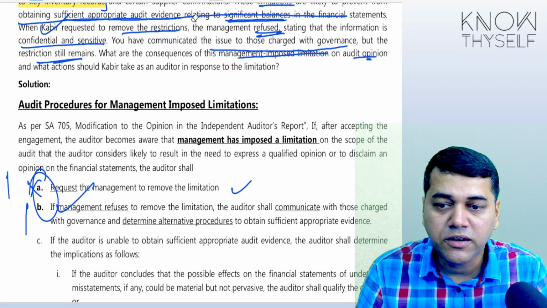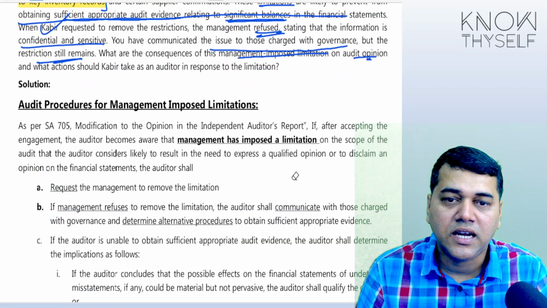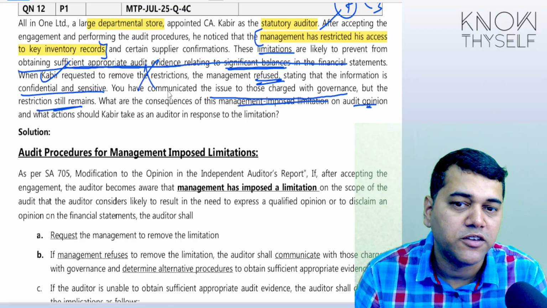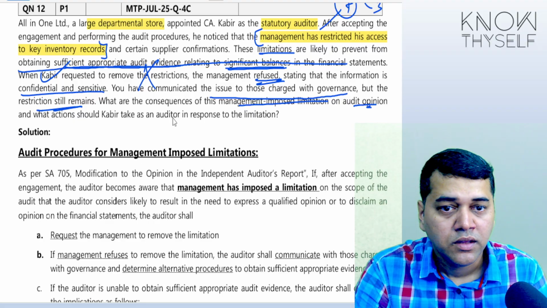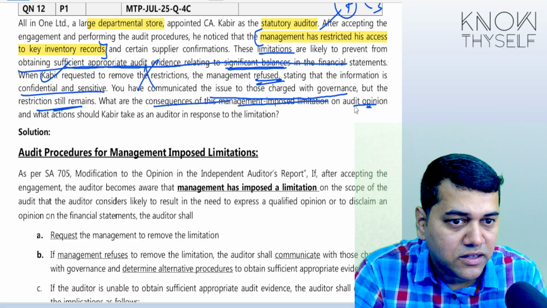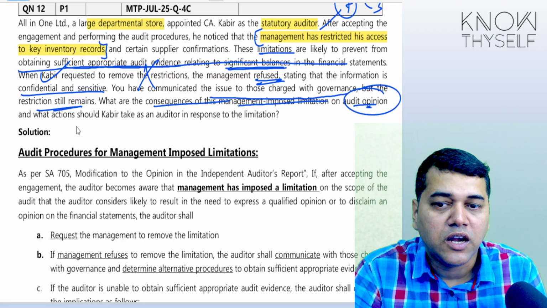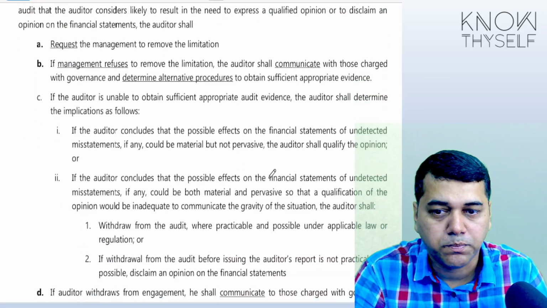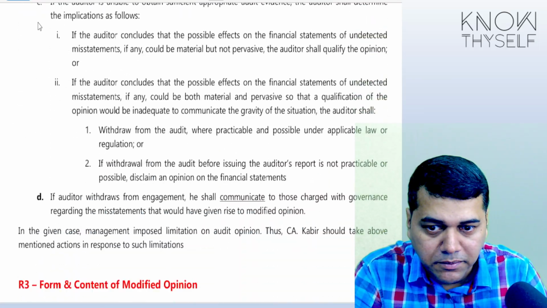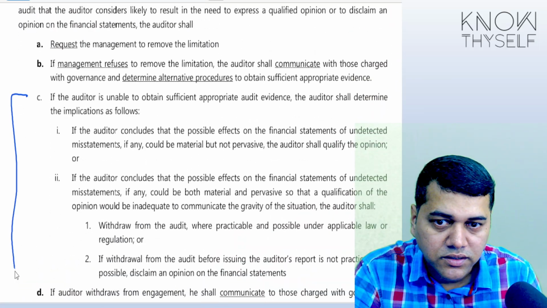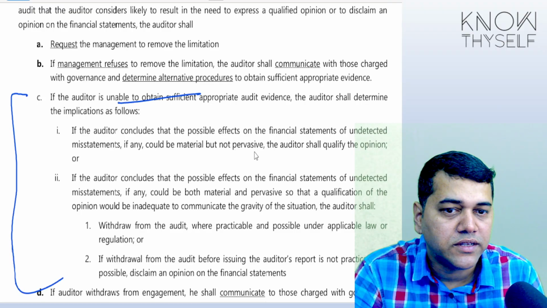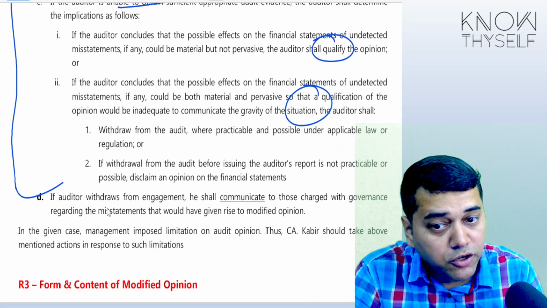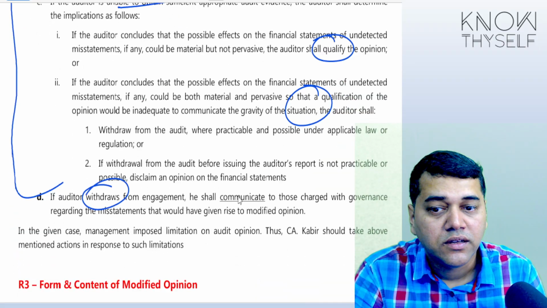So we have to make one very basic assumption here, that since in the question only they told these 2 points, they may not give me any mark if I write, but anyhow, you write. But they are asking the consequences of this limitation on opinion and what action you should take as an auditor in response to the limitation. So primarily you should be writing this element. This element you need to write. Because if you are not able to obtain evidence, I am going to issue a qualified opinion or modified opinion, and I may withdraw from the engagement. Okay, this is the second part.